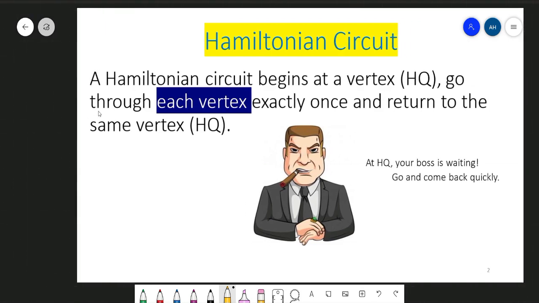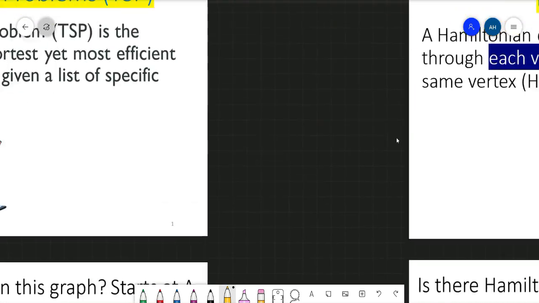The definition is that a Hamiltonian circuit begins at a vertex, maybe we call it headquarters, HQ, goes through each vertex exactly once, and then returns to the same vertex. That's the circuit: start at one particular vertex, go to each vertex exactly once, and then return back to the original vertex. That's what we call a Hamiltonian circuit.